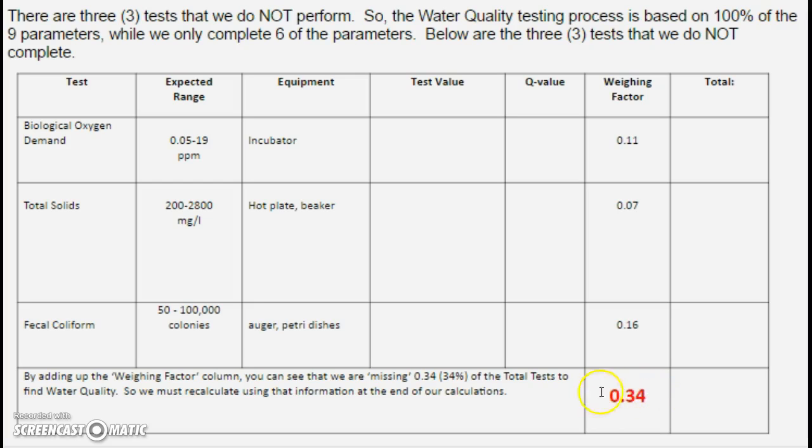So you'll find that at the end of our tests, we are not going to be testing out of 100% of them. We're going to be testing out of 100% minus 34%. We have to recognize that we are not testing 34% of the total weighing factor that goes into calculations. If I add up these weighing factor columns, we're missing 34% of the total tests. So we must recalculate using this new value, and we'll have to subtract this at the end. We'll come back to this, and I'll make sure we drive that home.